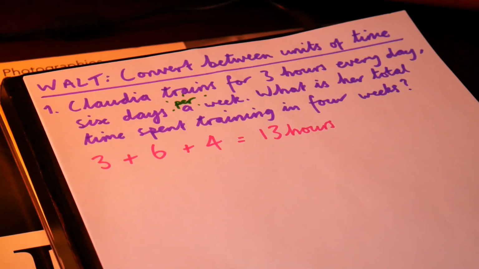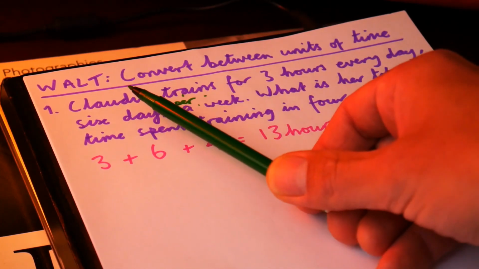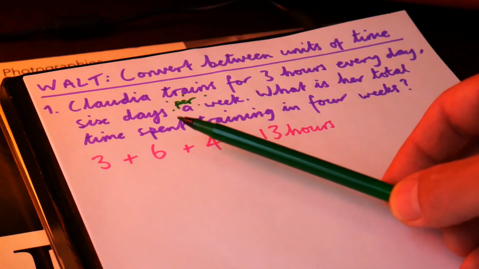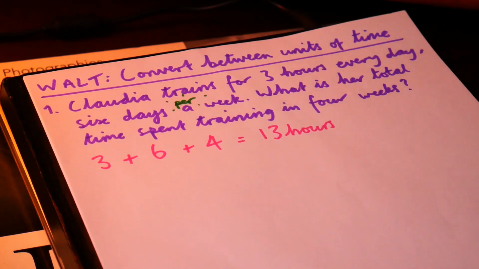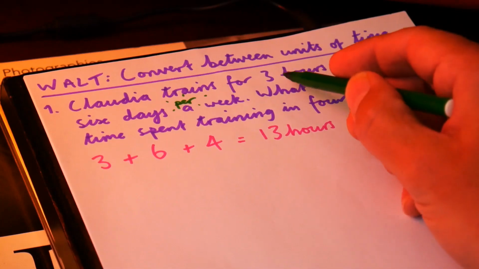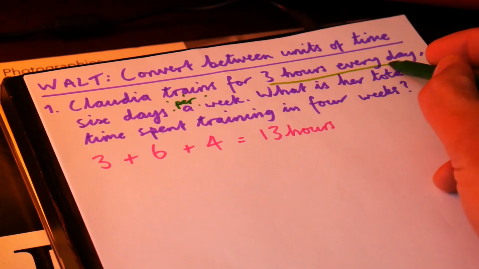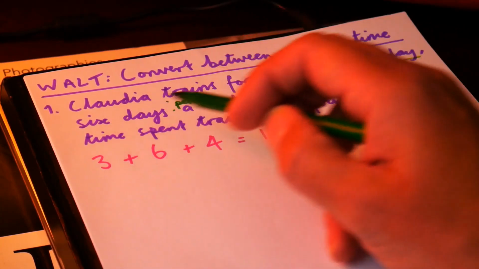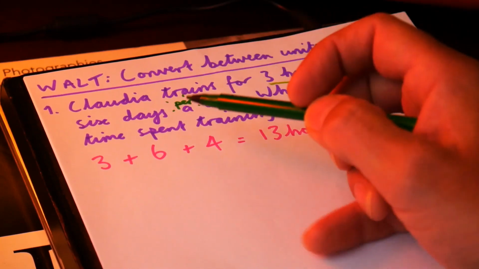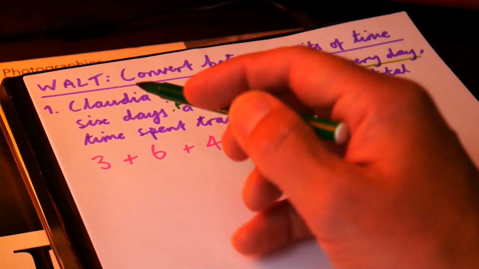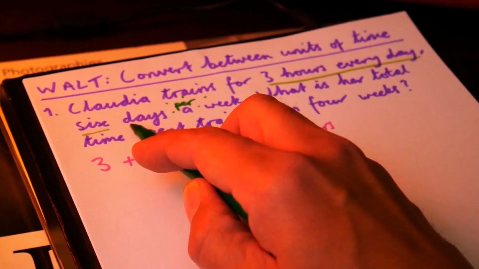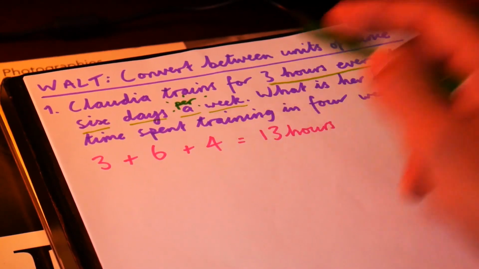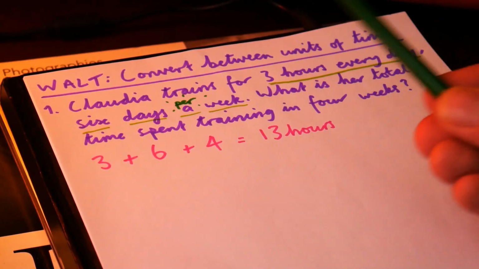Right, let's look at the words there really, really clearly. So Claudia, some kind of person who's doing training. She trains for 3 hours every day, so that's important. I'm going to underline that. 3 hours every day. 6 days per week, or 6 days a week. Now this is important. 6 days per week. I want to have a quick chat about the word per.